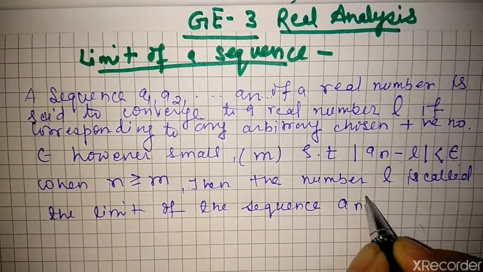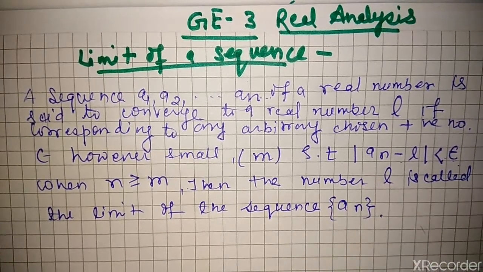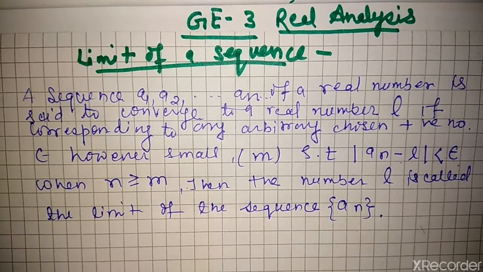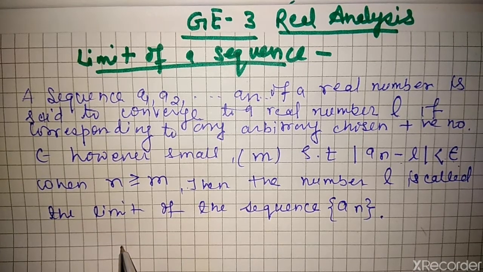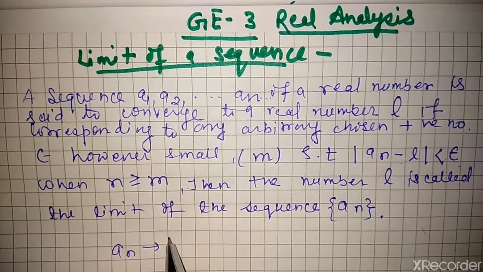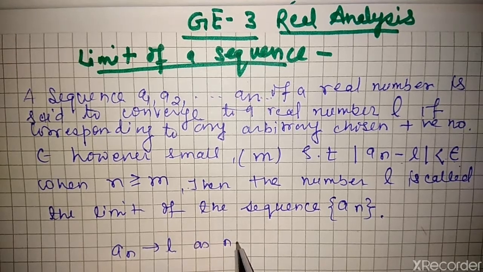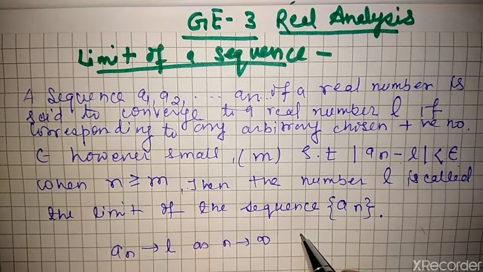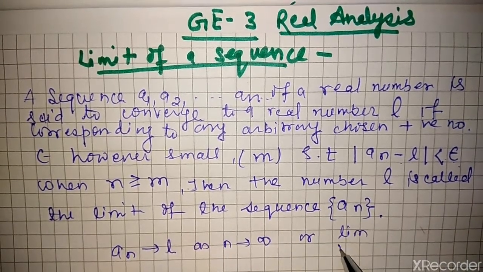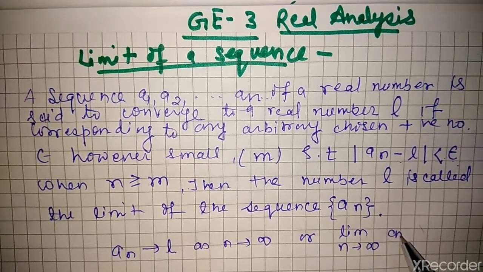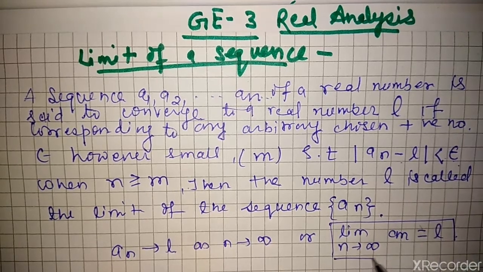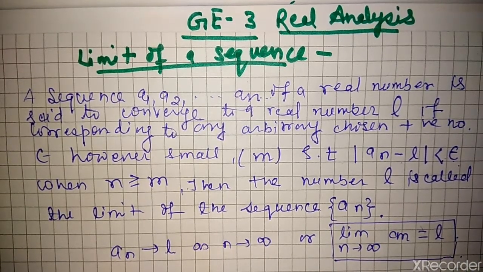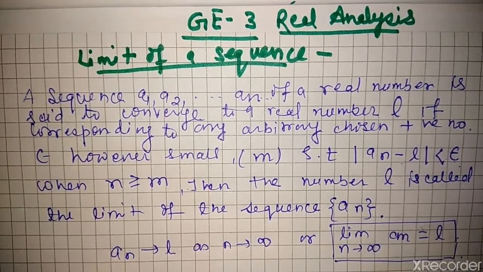We write the sequence in curly brackets, because we are doing a sequence. We can also write it as an tends to L as n tends to infinity, or limit as n tends to infinity of an equals L. If this happens, then only we can say that L is the limit point of a sequence.